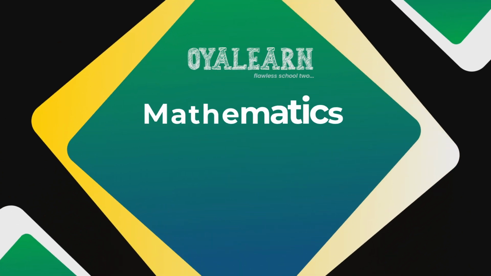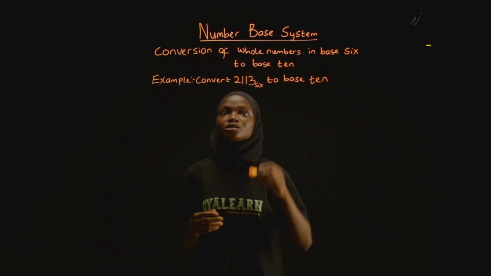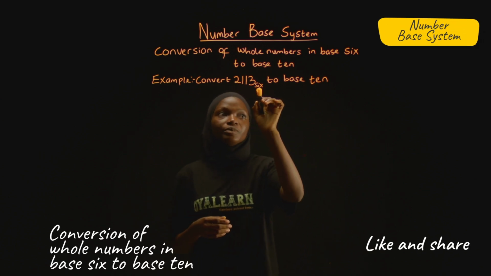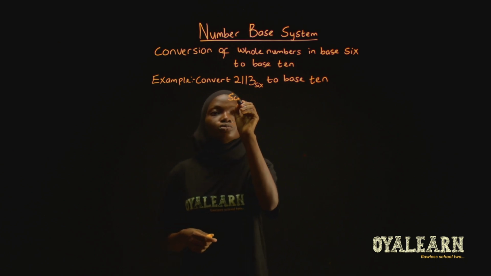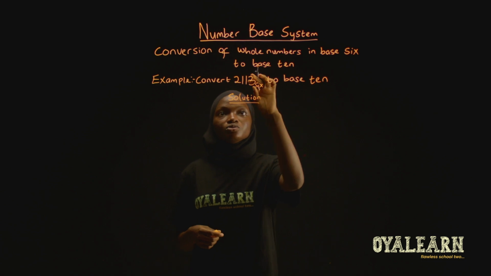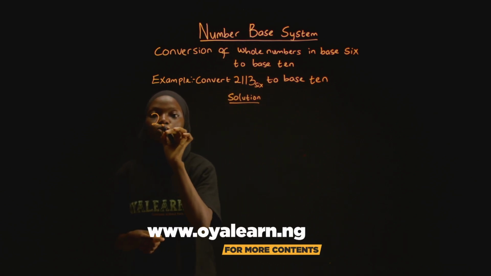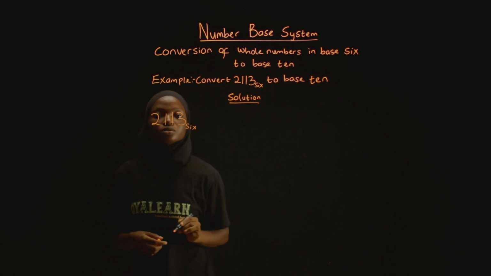Here is another example on conversion of numbers in base 6 to base 10. Let's convert 2113 base 6 to a number in base 10. Solution. You write out the number 2113 base 6. That's the number we're given.